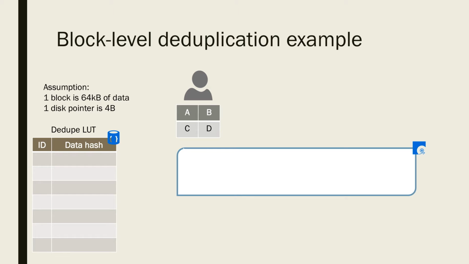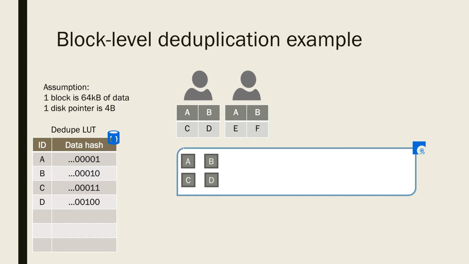All of these blocks are firstly written in cache and then registered in the dedup lookup table, so each of them has a data hash and their ID A, B, C, D, and also written onto the disk. The second person comes with 2 new data blocks, E and F, which are written in the dedup lookup table and onto the disk, while A and B, which are data blocks already written on the disk, only get their pointers which point to those data blocks already written on the disk.